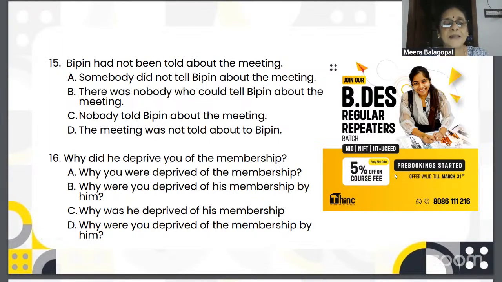B. That is, why were you, past tense. So you will always take were. So why were you deprived, participle form, of the membership by him? Why were you deprived of the membership by him? That is, D is the answer.